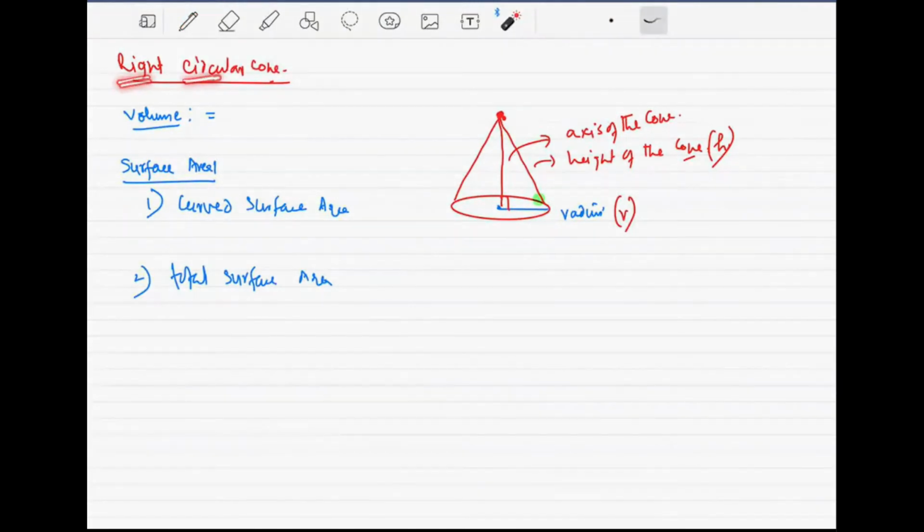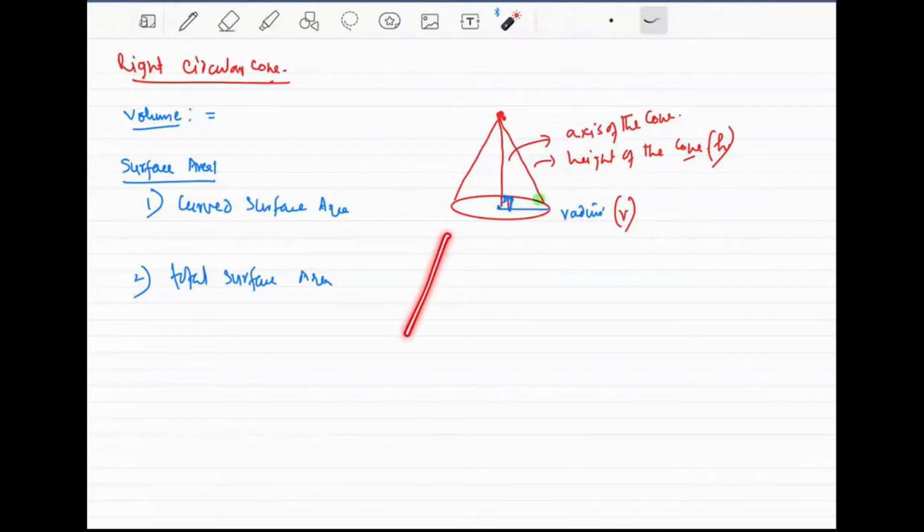When we come to the right circular cone, you need to understand why there is the word right mentioned here. For this right circular cone, the radius and the axis should be perpendicular. These two should be perpendicular right here. That's why it says the word right.